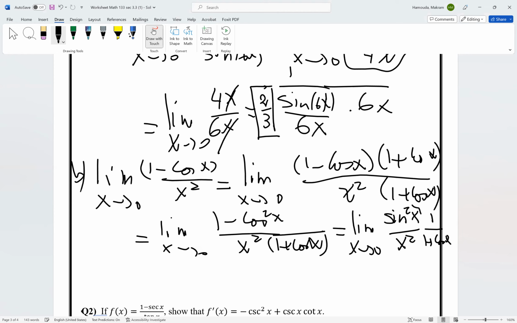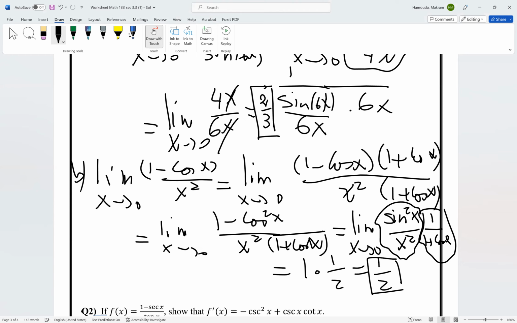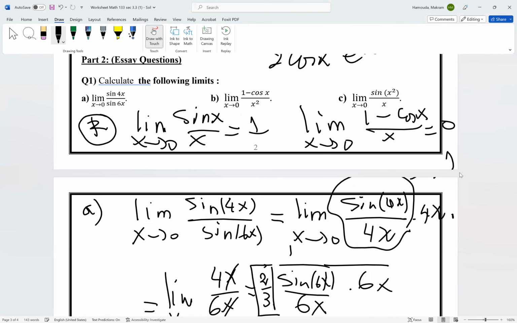Okay, so you know that this converges to 1. And the second part, when x approaches 0, converges to half. So 1 times half is equal to half. Okay. And that's the final answer for B. Let me see if we have another example. Yes, there is this C, sine x squared over x when x approaches 0.